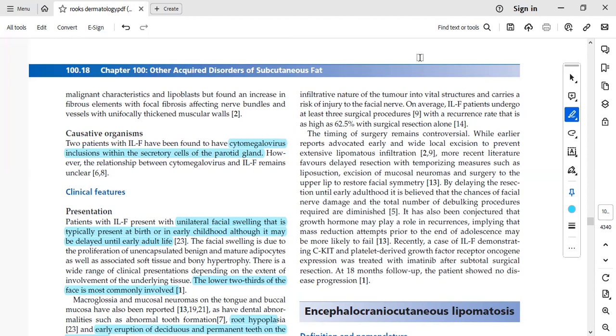Recently, a case of ILF demonstrating c-KIT and platelet-derived growth factor receptor oncogene expression was treated with imatinib after subtotal surgical resection. On the 18-month follow-up, the patient showed no disease progression.